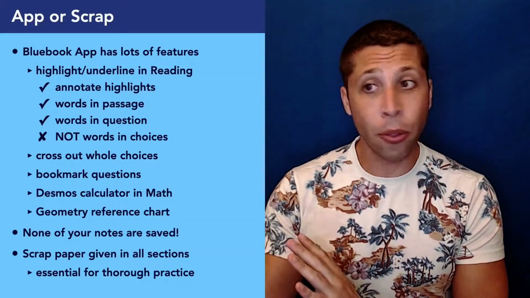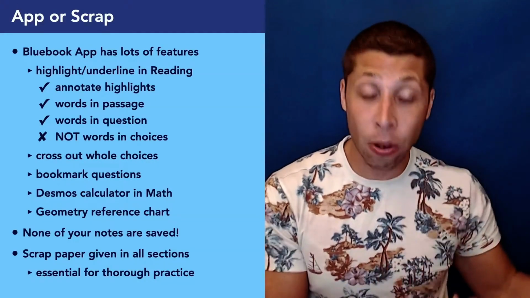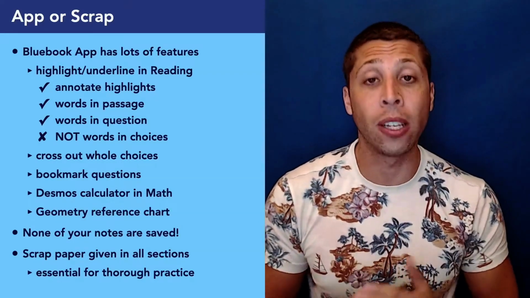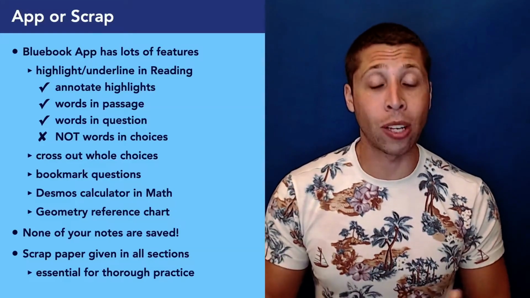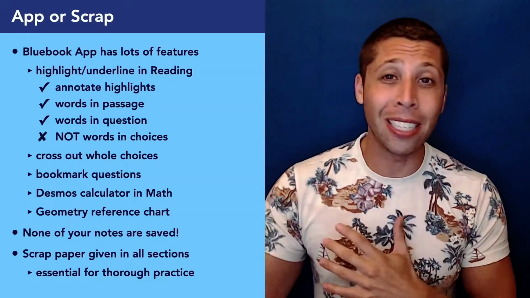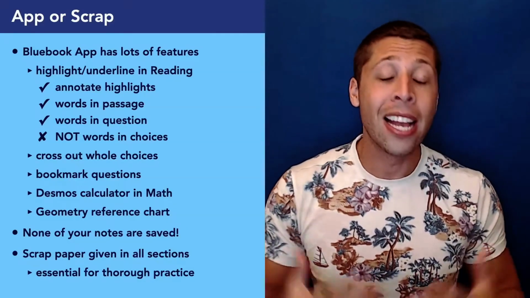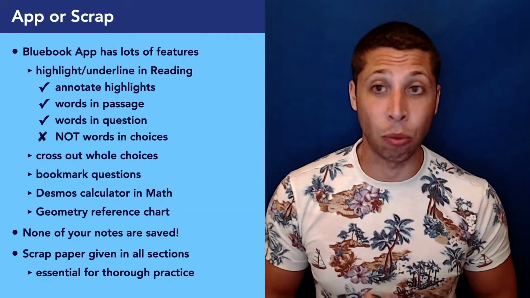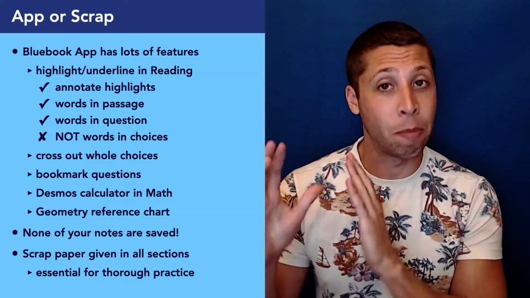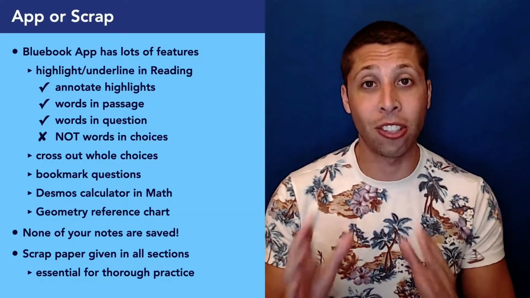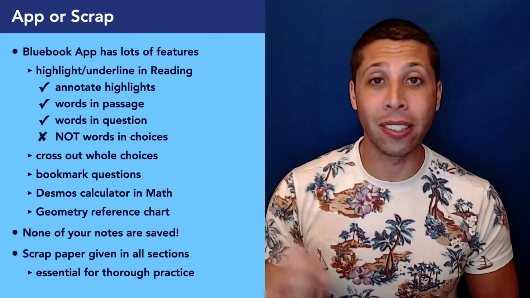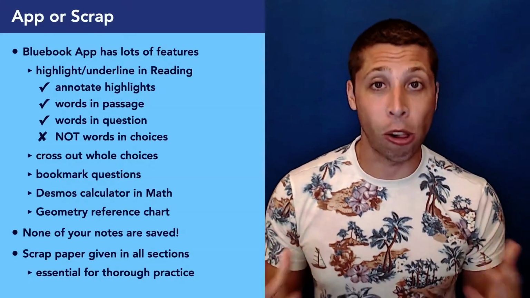But just to talk about some other things, we can cross out answer choices as a whole on all the sections. I think that is very useful. I also think it's great that we can bookmark questions, especially when we're taking the real test and the timer is ticking. We might need to move on before we're totally ready. And so to be able to bookmark it and go back is really useful. And as you probably know already, you can use the Desmos calculator that is built into the app for all the math sections. You can also use your own calculator too, but the Desmos one is built in, as well as a geometry reference chart for all of those formulas.